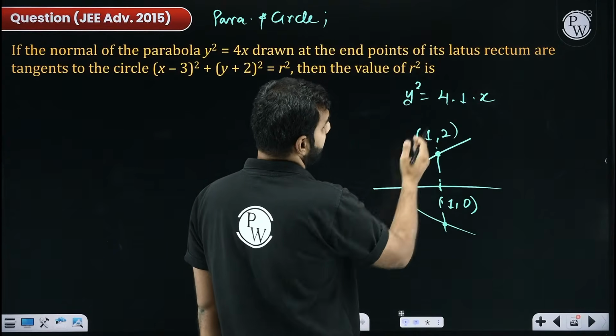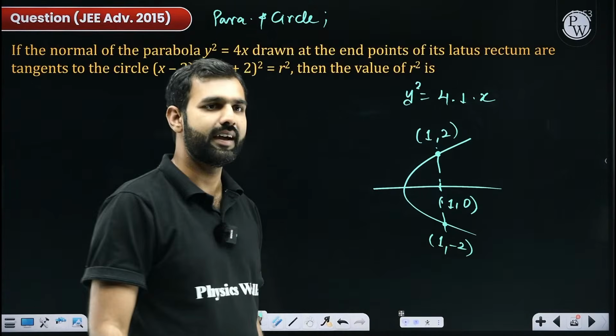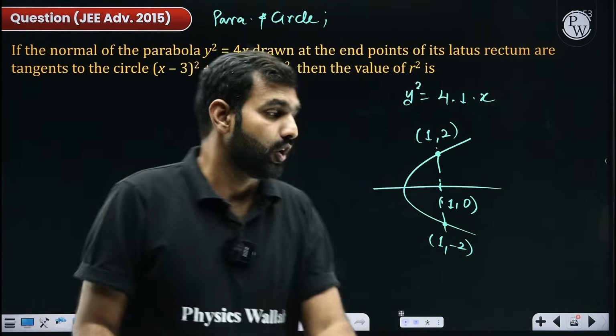I'm really sorry, you put x as 1. So yes, 1 comma 2 and 1 comma minus 2. Everybody got this? These are the end points of your latus rectum. Now you're drawing the normal here.